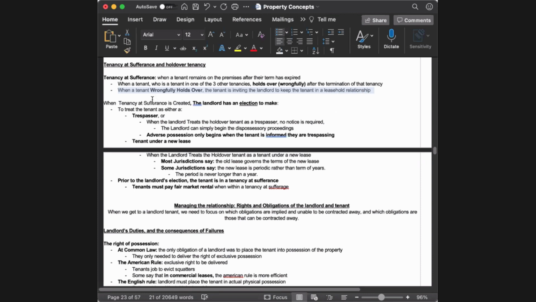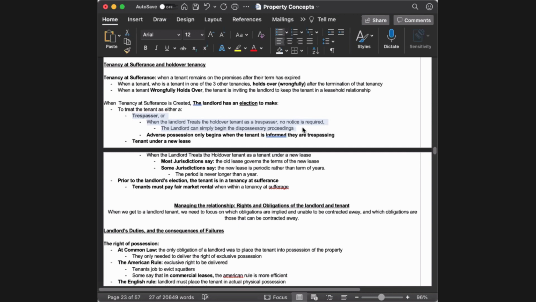What's interesting about a tenancy at sufferance and a holdover is that the landlord is given an election. You can treat the tenant one of two ways. You can treat them as a trespasser, which allows the landlord to do anything that you would normally do if you had a trespasser. When the landlord treats the holdover tenant as a trespasser, there's no notice required in anything that follows. The landlord can simply begin basically the proceedings that would cause you to kick out a trespasser.